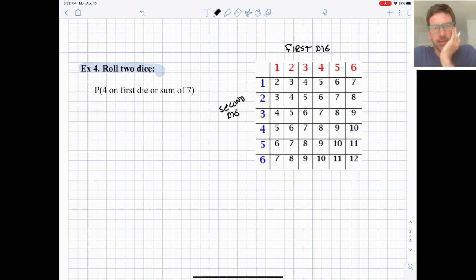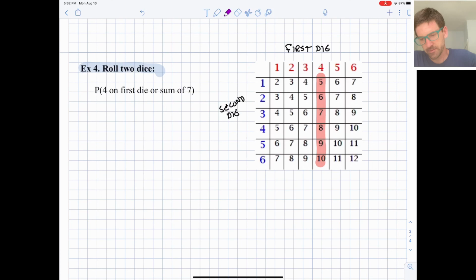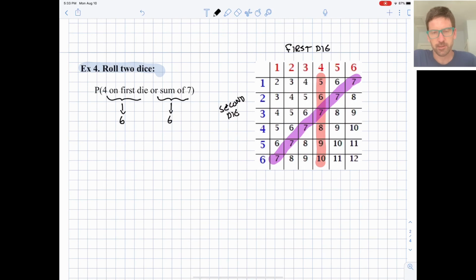Okay, so I'm going to highlight, let's try to color coordinate here. On the first die, we're getting reds, so let's highlight in red a 4 on the first die. So these are my successes. Okay, or a sum of 7, and I'm going to do those in purple here. So how many sums of 7 are there? Actually, before I do that, a 4 on the first die, there are 6 ways that could happen. Sum of 7, I'll do in purple. There are 6 ways that could happen, okay?